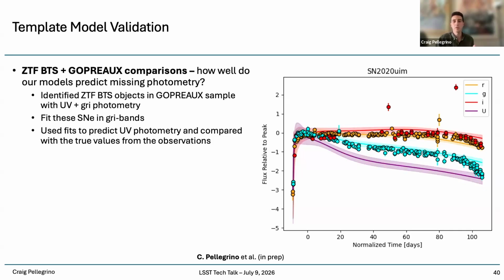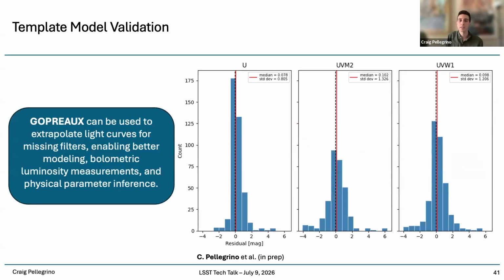This is a type 2 supernova. We only fit the G, R, and I bands, and then we predict a U band light curve shown here in purple. The light curve looks reasonable, but we want to compare to the actual photometry that was taken for this object to see how off our predictions are. And it turns out that for the most part, we actually aren't too far off at all.